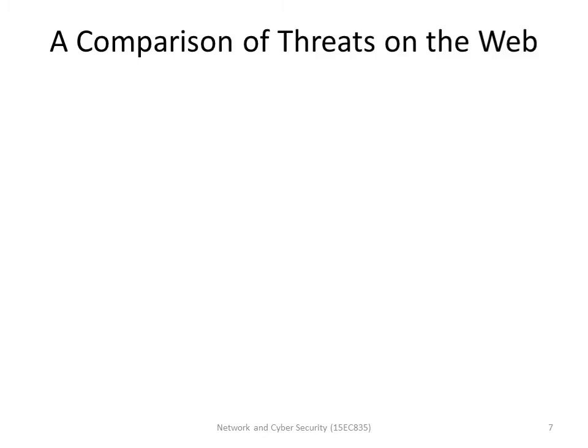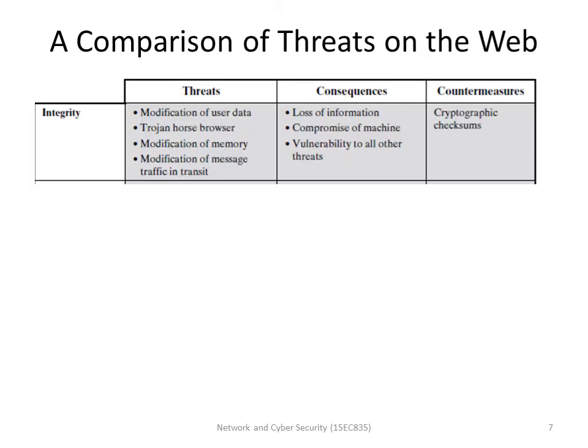After seeing the various classifications, now let us do a comparison of threats on the web. Integrity. The threats posed by this are modification of user data, Trojan horse browser, modification of memory, and modification of message traffic in transit. The consequences are loss of information, compromise of machine, and vulnerability to all other threats. And what countermeasure is taken? It is cryptographic checksums.